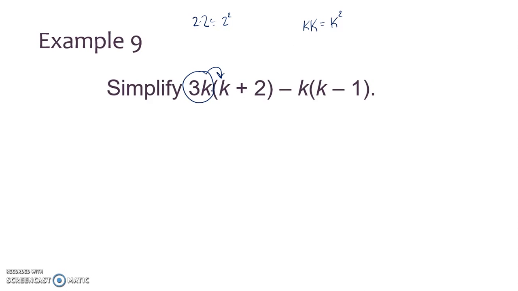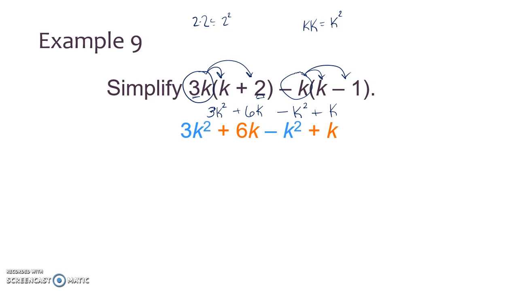So we have 3k times k, so it's going to be 3k squared, plus 3k times 2. Well, we're just going to multiply our 3 and our 2. 3 times 2 is 6, we'll have 6k. Then we have a negative k. We're going to have to distribute to our k and our negative 1. So a negative k times a k is going to be a negative k squared. And negative k times negative 1 is going to give us a positive 1k, or just positive k.